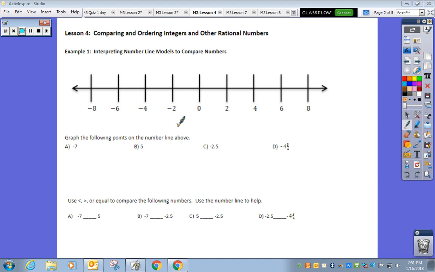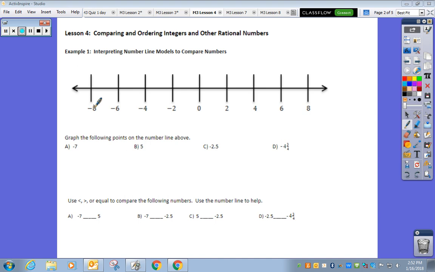In Lesson 4, we're going to look at comparing and ordering integers and other rational numbers. So if you look at example 1, it's giving us a bunch of points that they want us to graph on the number line above. Looking at this number line, we can see it's counting by twos. So 0, 2, 4, 6, 8, 0, -2, -4, -6, -8.